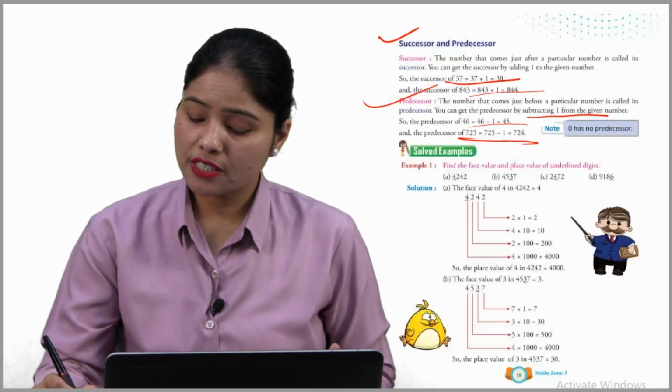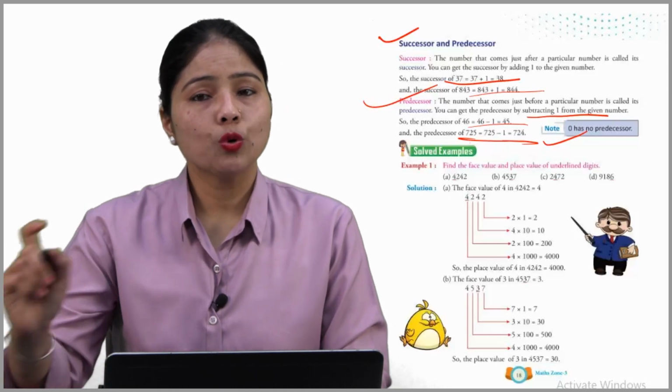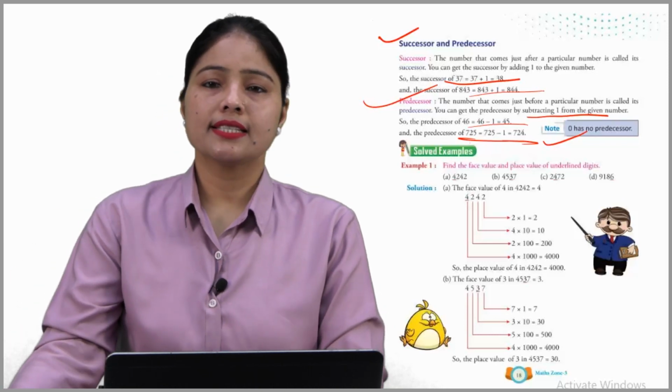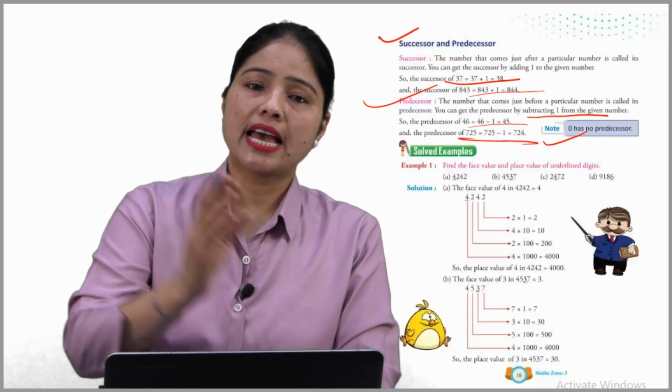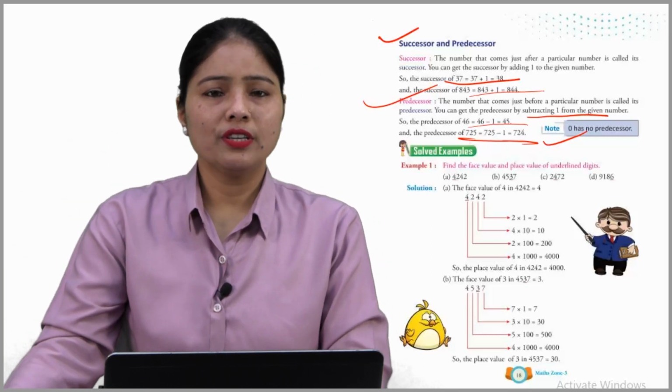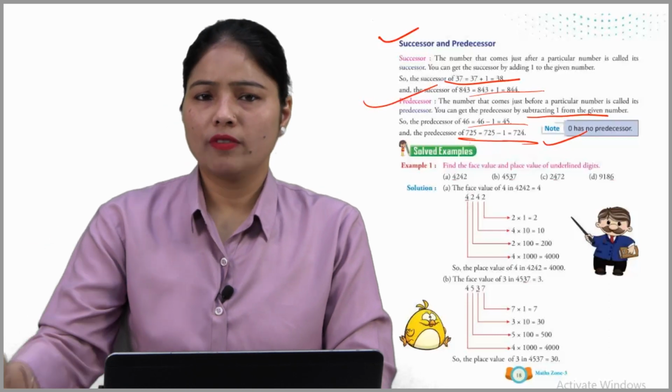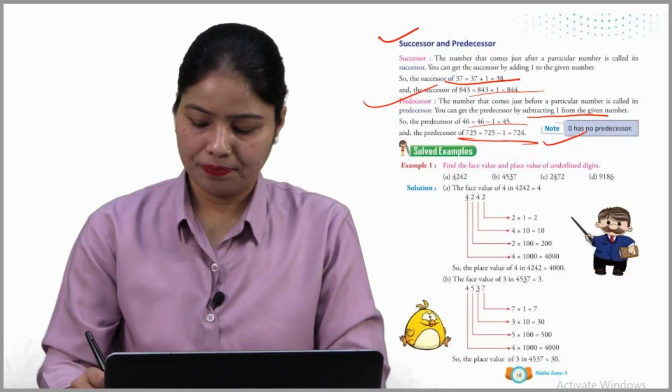Okay, so note, this is very important. 0 has no predecessor. 0 का कोई भी predecessor नहीं होता है. Okay, so these are very easy concepts of predecessors and successors. Now move on to the next one. These are the solved examples. So let's start with that.